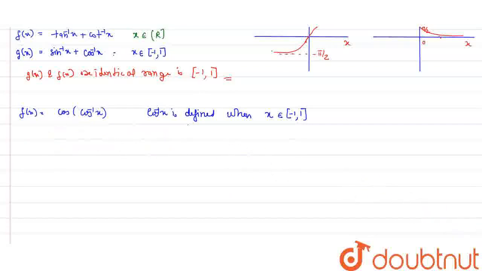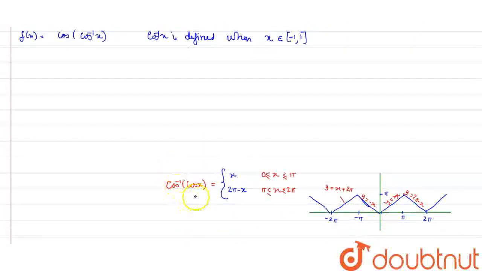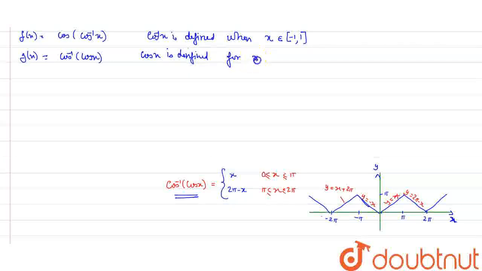Now in the second, that is our cos inverse of cos x function, right? I have drawn the cos inverse cos x function, right? This is the function. As we can see, the x value belongs to all real values. So my g(x), in this case cos inverse cos x, is defined for x all real values, right?